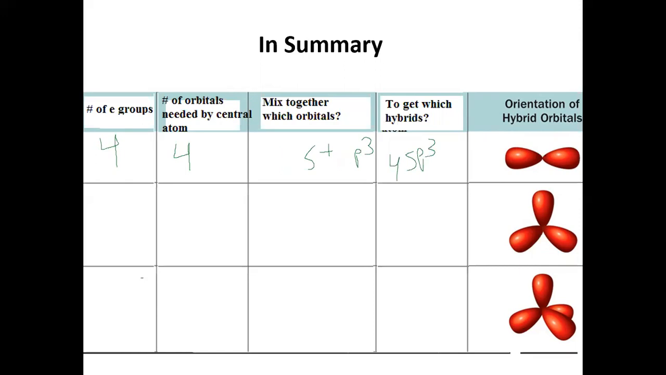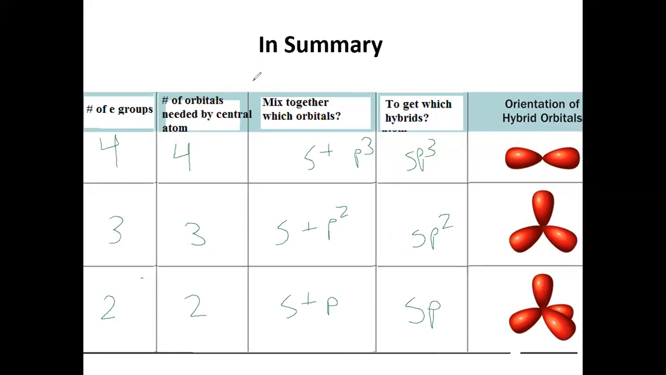All right. And if I have 3 electron groups, I need 3 orbitals, so I'm going to take an s and then 2 of the p's, and then I'm going to have 3 sp2 orbitals. And then finally, if I have 2, I need 2 orbitals, so I'm going to take an s and a p, and then I'm going to get sp orbitals. And I'm going to erase that 4 because that's just going to get confusing.